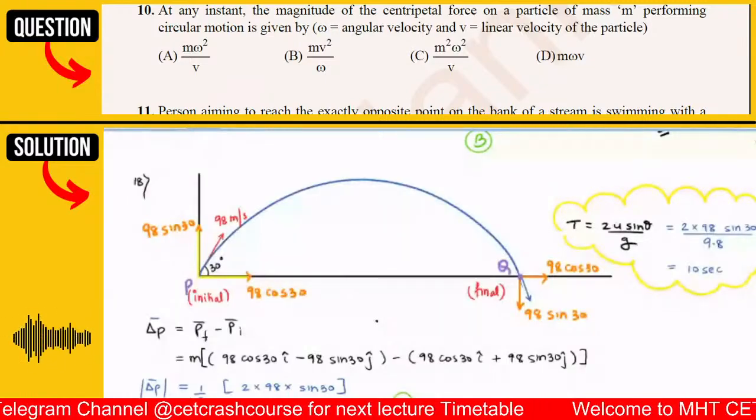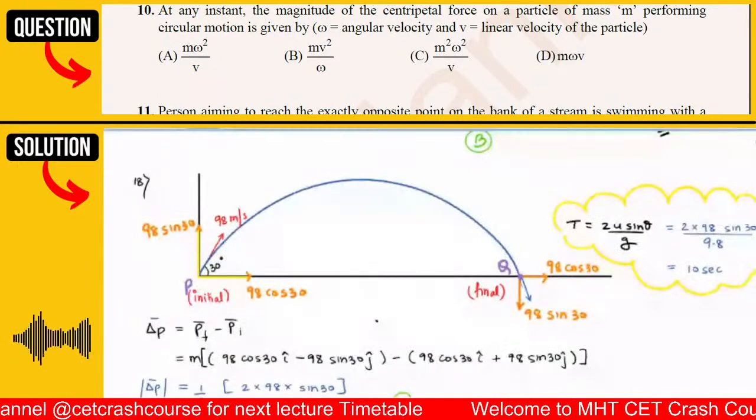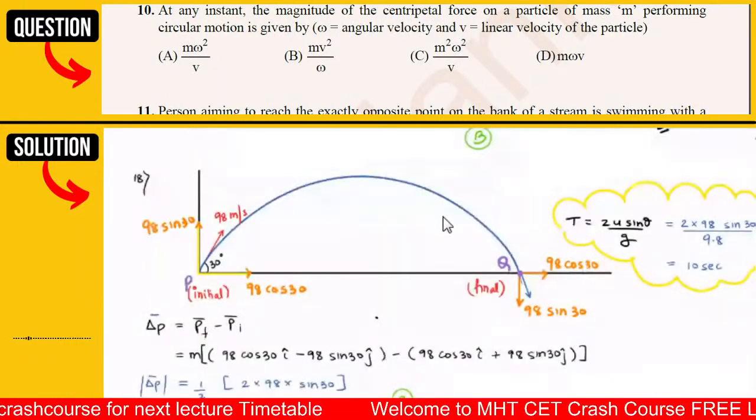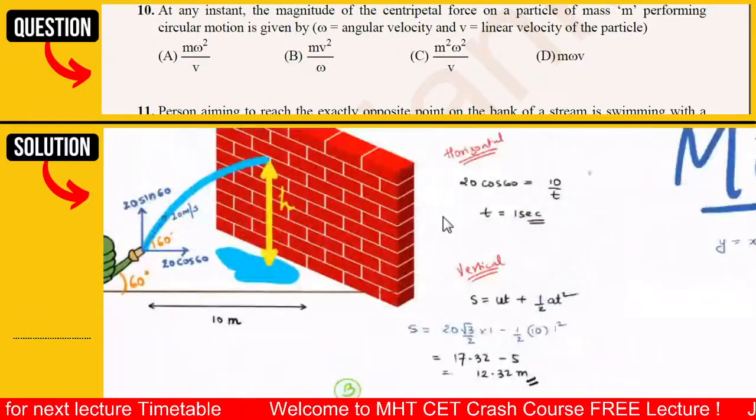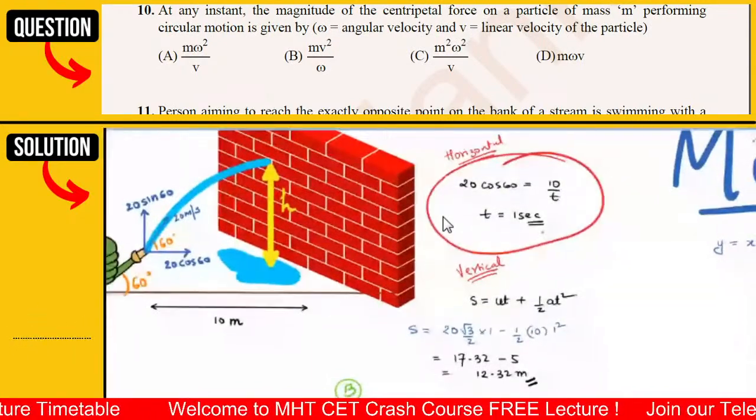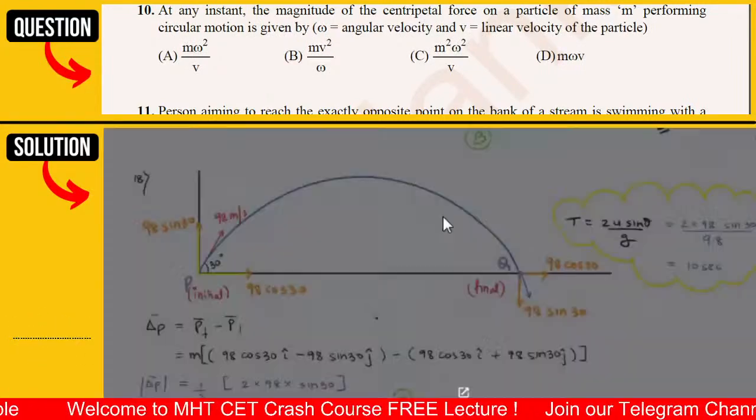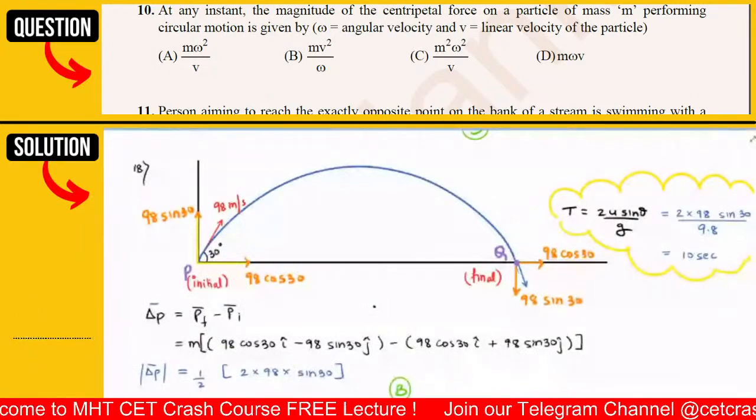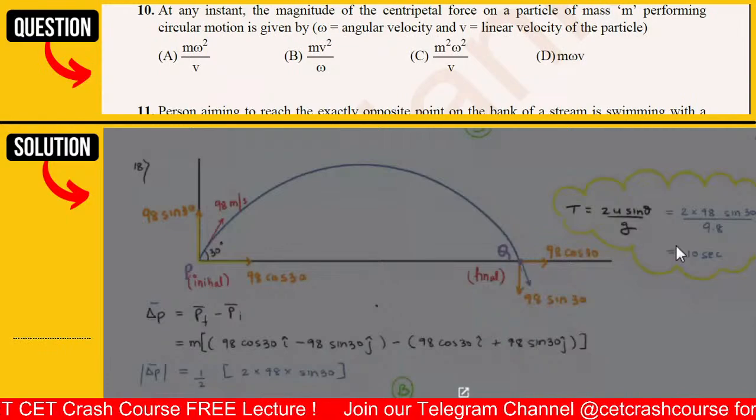Now, what if the time was not equal to the time of flight? Then you have to use these two concepts: speed is distance upon time, and ut plus half at square, to determine the position of the particle. Are you getting it? Right.